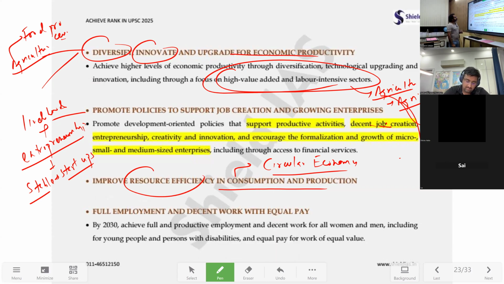Now, next comes full employment and decent work with equal pay. We have discussed this in the issue of women empowerment. Equal pay for equal work and decent working conditions are required.